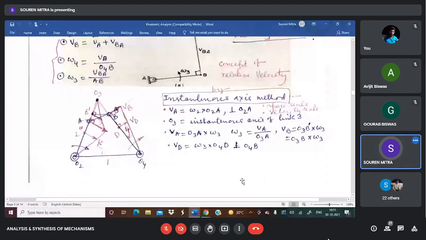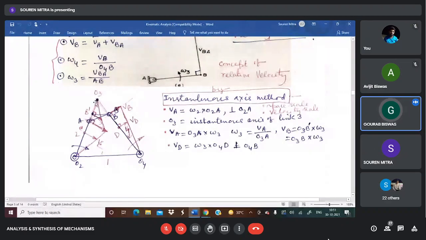See, for link 3, this is the link, and its center of rotation is this. The velocity at point A is known, isn't it? See, for link 2, what did we do? Angular velocity was given, center of rotation was known. So how did we find the velocity at A? It was omega multiplied by the distance. Here, the velocity is known, distance is known. So what will be the value of omega?